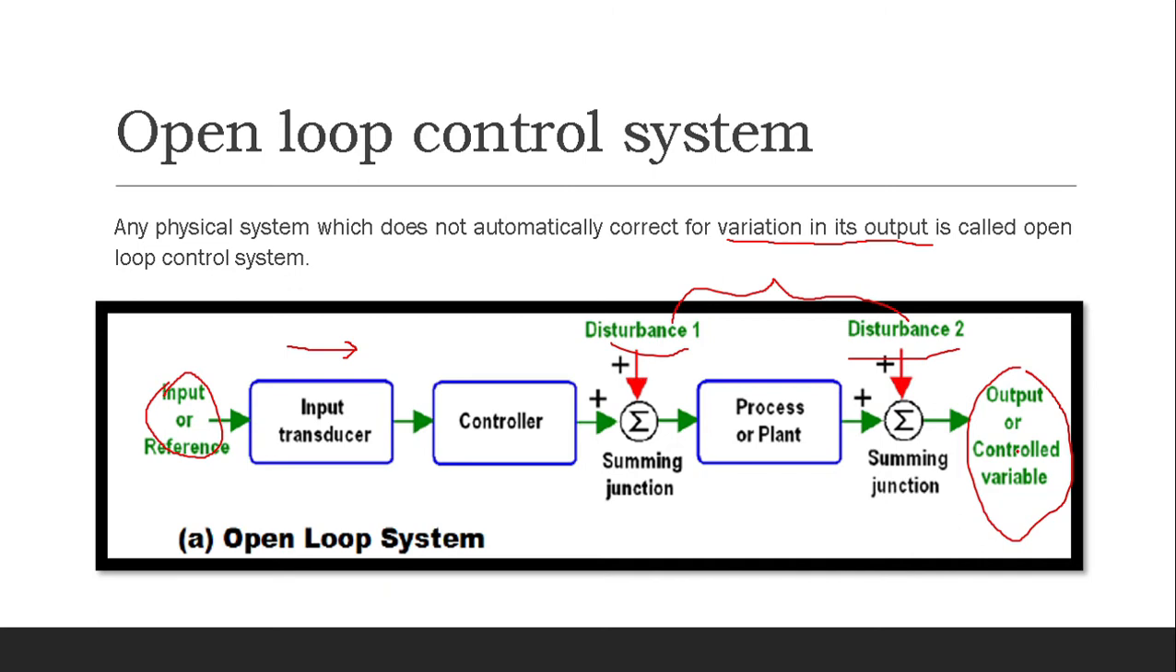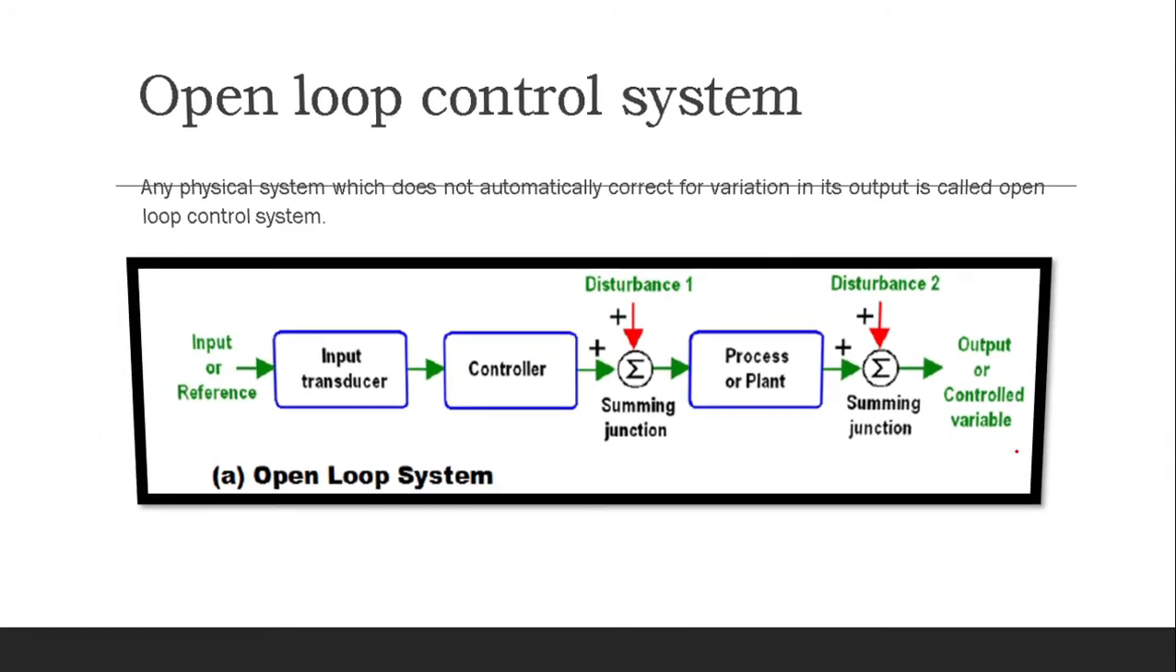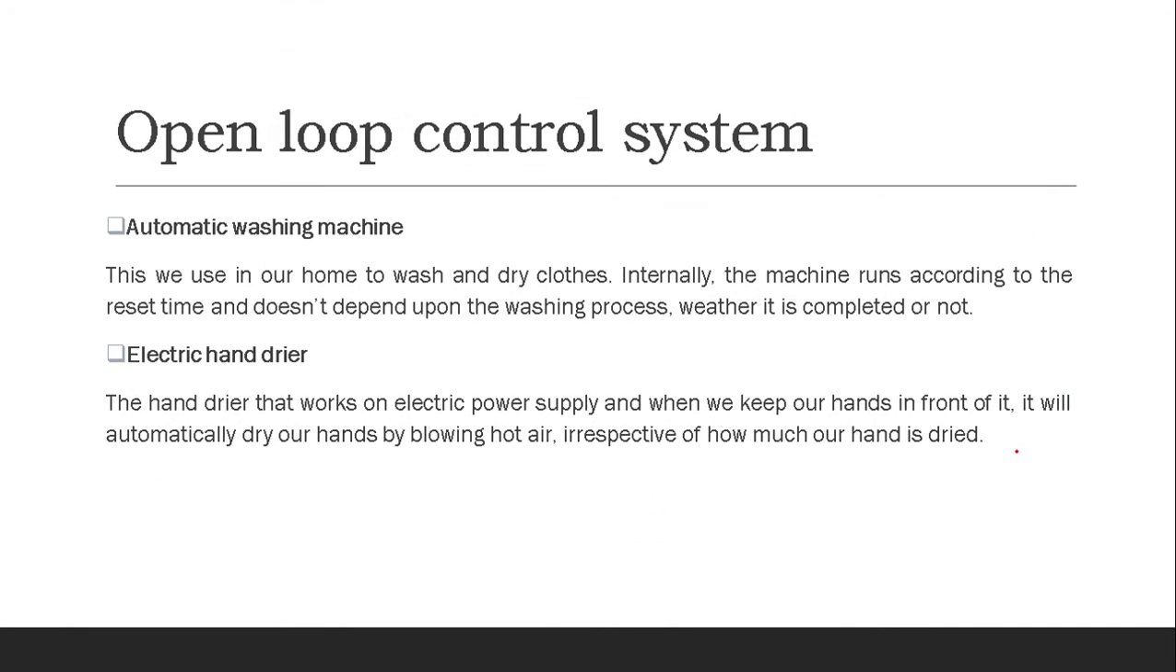So if you set it for 15 minutes, after 15 minutes your washing machine is not going to check the cleanliness of your clothes. Okay, so this is what an open loop control system is. In an open loop control system, the output is not compared with the reference input, and thus to each reference input there corresponds a fixed operating condition.